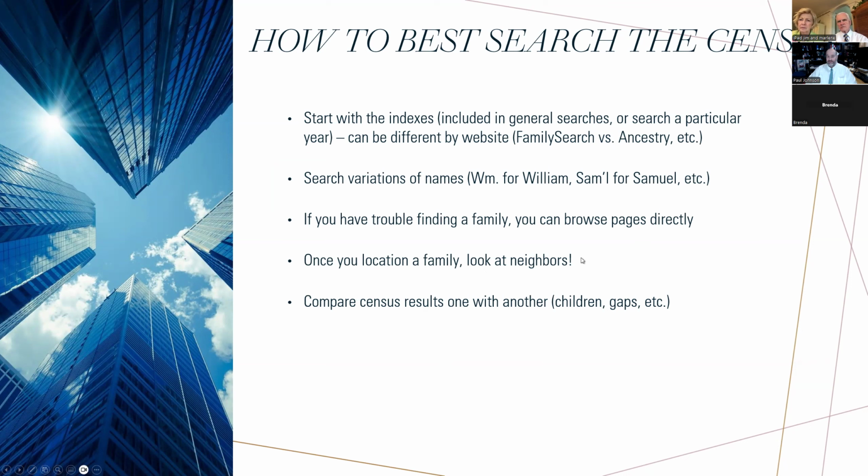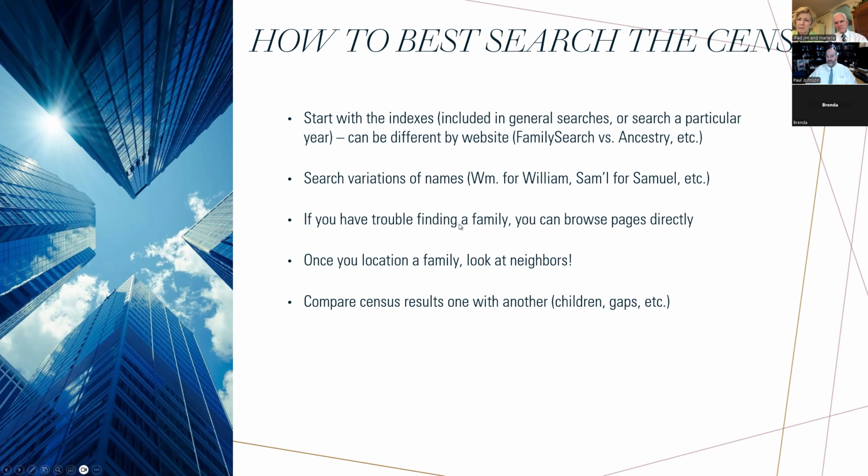And then if you have trouble finding a family, but you're pretty sure you know where they live, depending on the size of the city, you can actually go in and browse the census pages directly. And I've done that a few times for relatives and found them in the census completely transcribed incorrectly, but I could tell it was them based on ages and things like that.